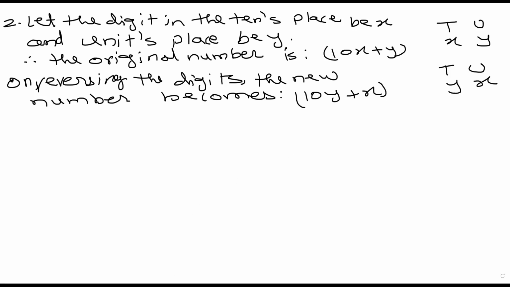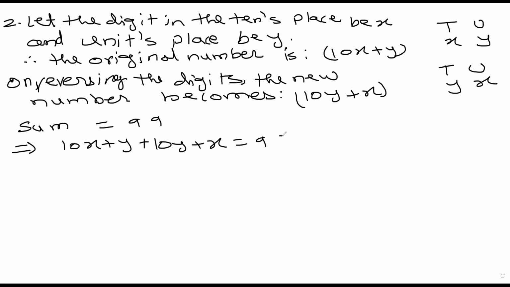And what is the condition they have given? The sum of a two-digit number and the number obtained by reversing the digits is 99, right? Now, write down sum is equal to 99. This implies that 10x plus y plus 10y plus x is equal to 99.